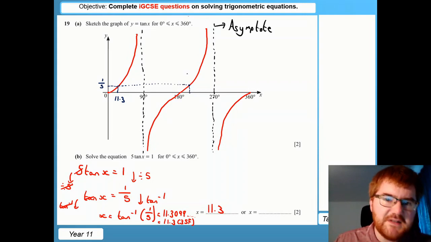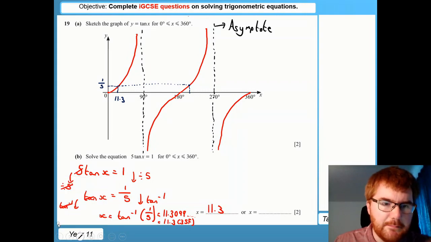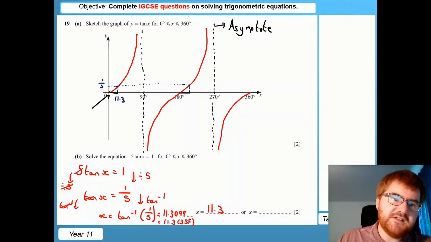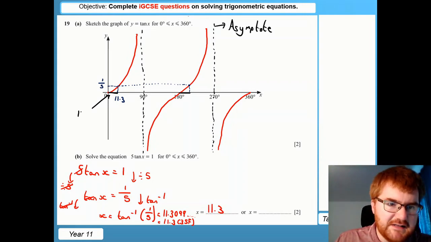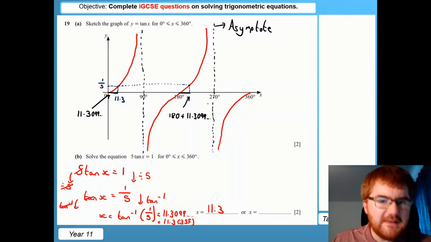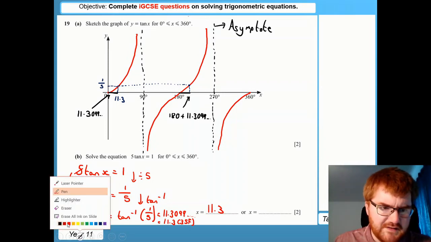And in the same way we did the previous question, this black line here I'm drawing in is the same distance as this black line here. Now, this is a bit easier because we know this black line here, where it starts at 0, goes to 11.3. So this is going to be the 11.3, actually 0.9 that we worked out before. So all we need to do to work out our second solution here is do 180 plus that black line. So 180 plus the 11.3099. Now we don't even need a calculator for this. We can work this out mentally.